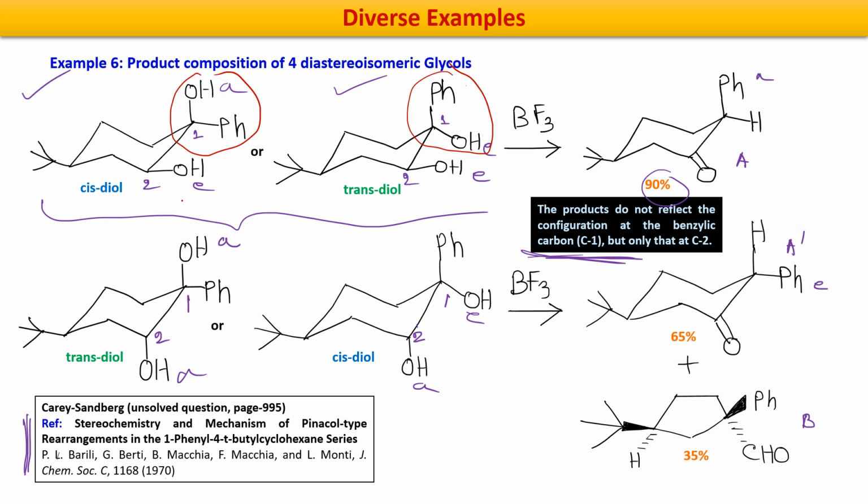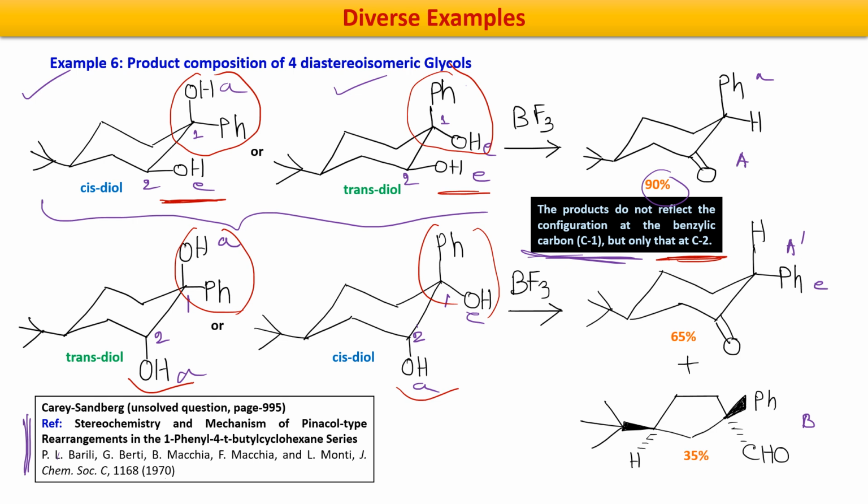Similarly, for the second 2 molecules also, whatever the position of pH and OH, you are getting the same type of product composition, 65-35. So it doesn't matter. The only position that matters is C2. When it is C2, this is equatorial, this is also equatorial, and you are getting the same type of product. Come to the second pair, here axial, this is also axial, and you are getting a similar type of product. So it is reflecting the position only at C2.